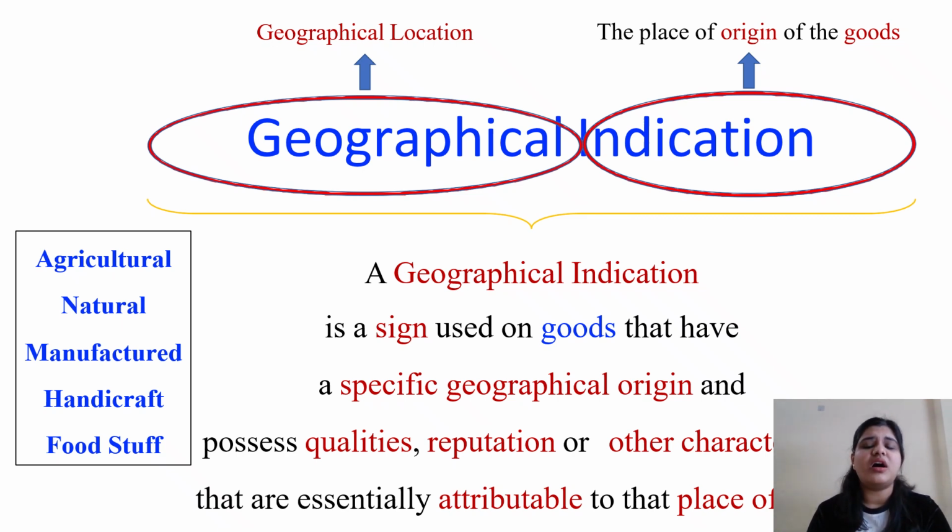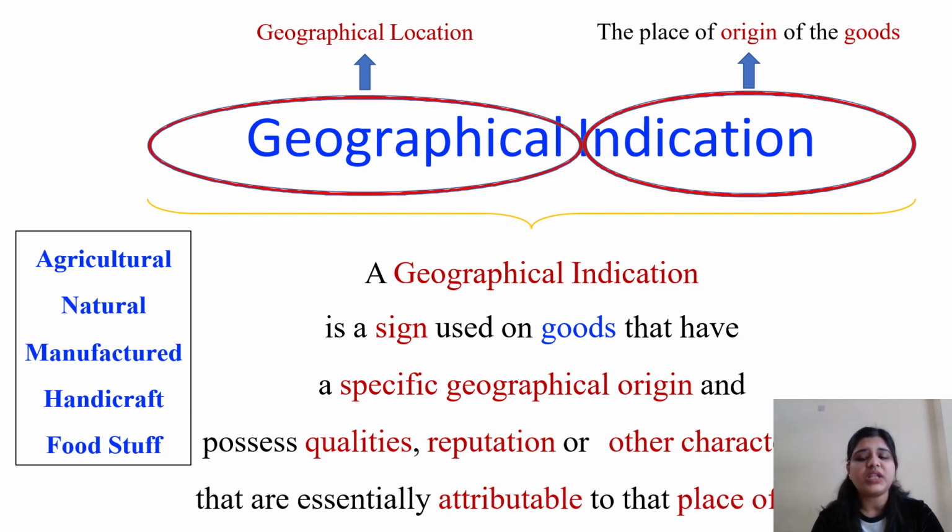Now we have the definition of geographical indication. A geographical indication is an indication, sign or symbol that we use on goods which tells us where the product comes from, that is, from a particular geographical location, and importantly the product has some qualities, characteristics or reputation that are directly linked to that place of origin.